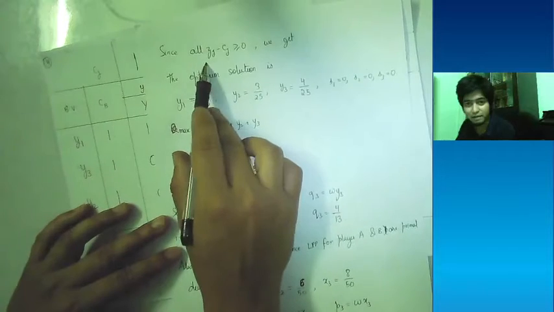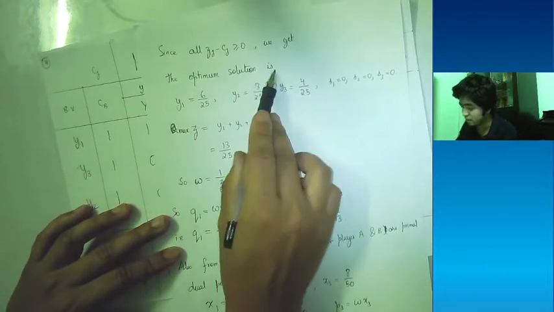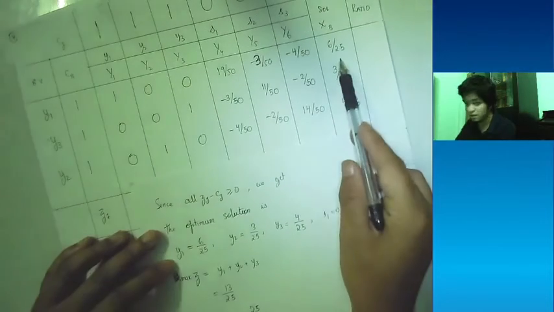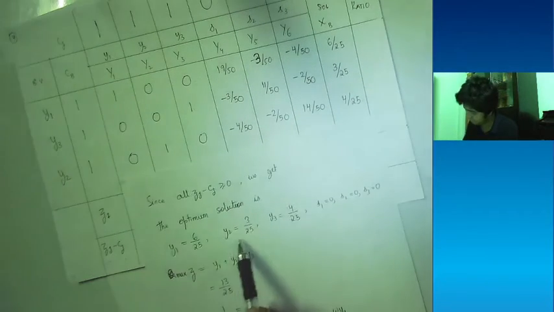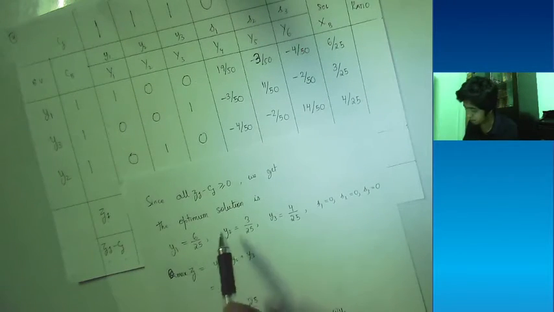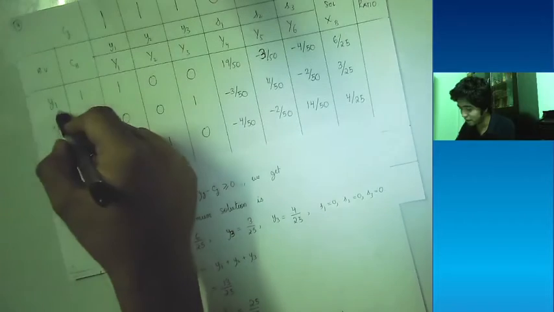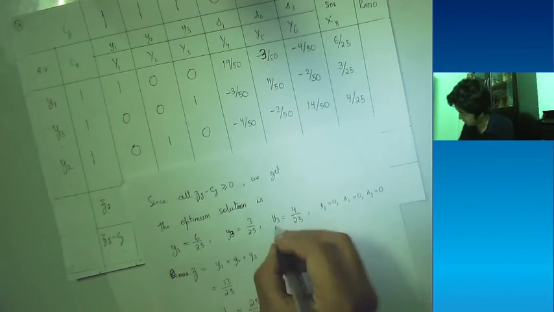Okay, so what I've written over here: since all zj minus cj is greater or equal to 0, we get the optimum solution. Y1 equals 6 by 25. How did I get this solution? Y1 is 6 by 25. Y2 is 3 by 25. Oh, sorry, Y3. This should be Y3. Okay, so see, I made a mistake over there. Over here, it is Y1, Y3. Y3 is 3 by 25. And Y2.